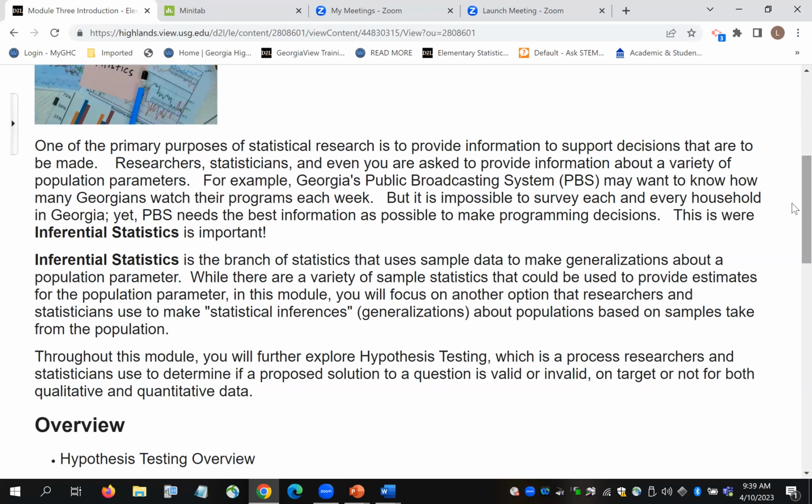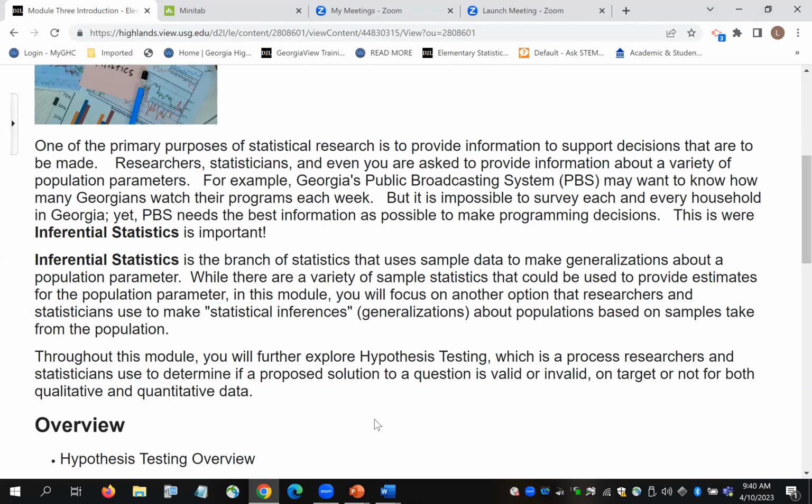With hypothesis testing, the idea is you want to determine if your proposed answer to the question is valid or invalid. Is it a good decision, or is it a bad decision? Are you on target, or are you not on target? And so we're going to be focusing on how to do a hypothesis test throughout the rest of the semester, because we're going to look at a wide variety of hypothesis tests.